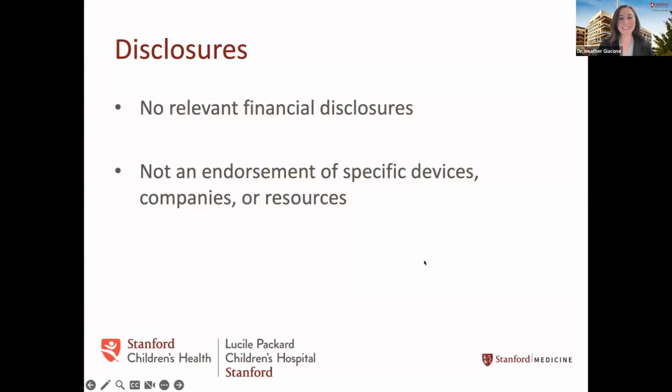We do not have any disclosures, financial or otherwise. We will be discussing specific devices, companies, or resources that may be useful to you as a patient, but please know that this is not a specific endorsement for any of those products, and there are other ones available that are out there.